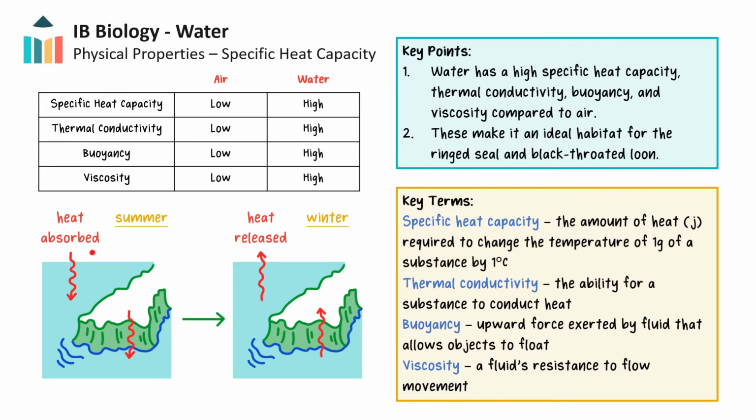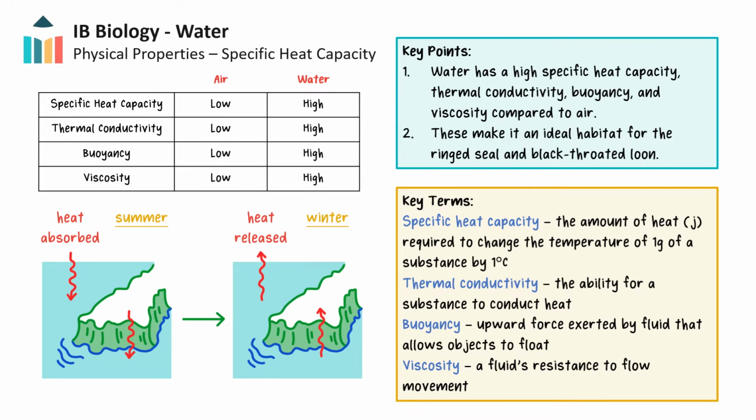Water, for example, has a high specific heat capacity. It can absorb a significant amount of heat from the surrounding environment, then release it slowly as the environmental temperature decreases. The ability to absorb and release heat is a very useful property to marine environments.